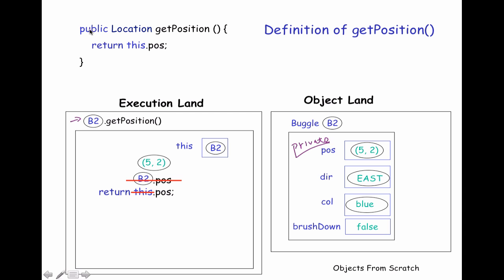So a method allows us to get access to the secret that is hidden inside of a private instance variable, because the getPosition instance method of a Buggle can access the private variables. So instance methods within a class can access the private instance variables, but nothing outside the class can. And because the instance method getPosition is public, it's usable outside the class, and it can thereby reveal what is hidden inside this instance variable.